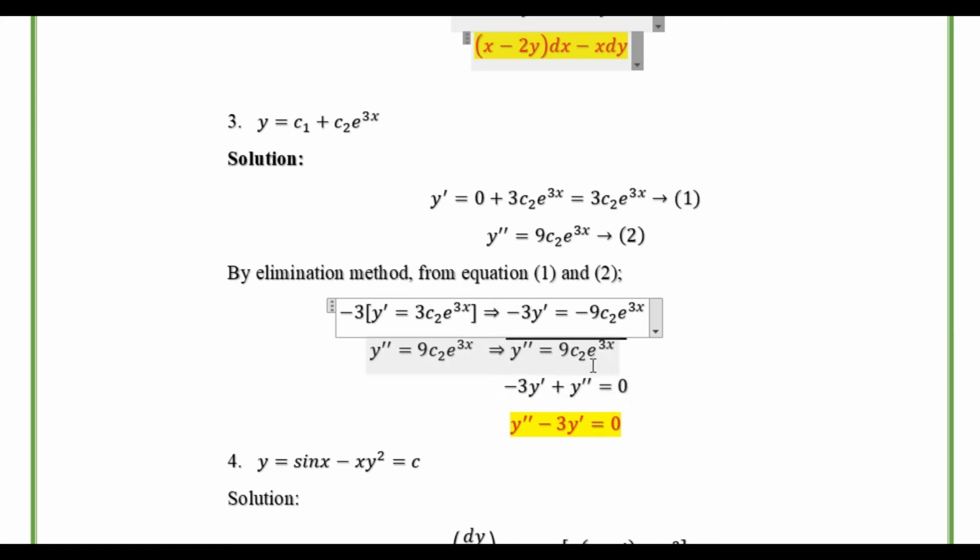Okay? Now we can eliminate the 9c2. Right? So cancel. What is left here is 0. So negative 3y prime plus y double prime. Okay, just rearrange. That is the final answer. Okay, it is that simple.